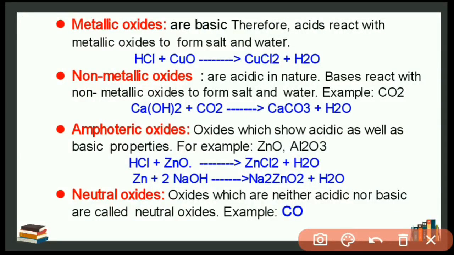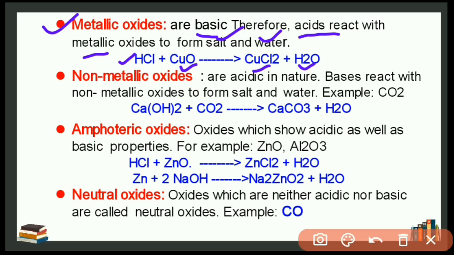Here we will discuss different types of oxide and their chemical nature. Metal oxide, its nature is basic, and therefore when acid reacts with metal oxide, it forms salt and water. See the example, chemical equation of metal oxide reacting with acid. Take a strong acid HCl reacting with copper oxide, it forms copper chloride as a salt and water molecule. So whenever acid and base react with each other, it cancels the effect of acid and base and forms salt and water.